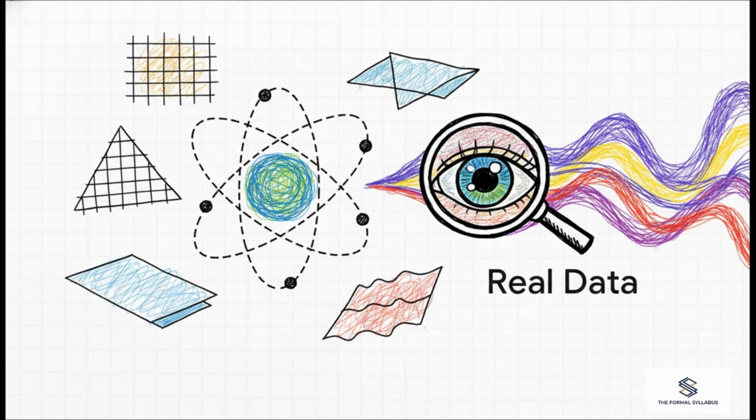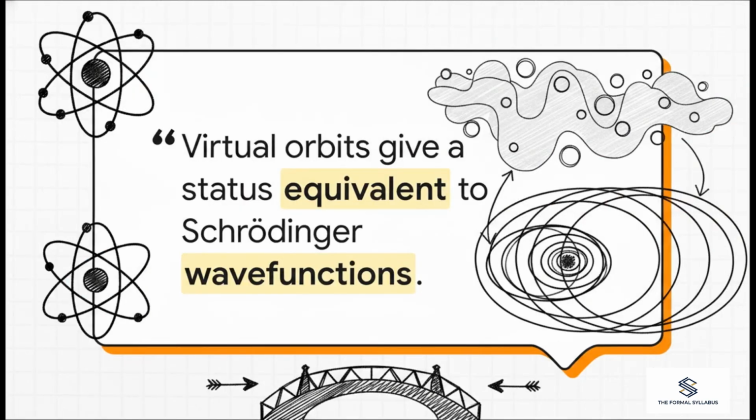So what's the secret? Well, we no longer view them as physical wire rings floating out there in space. Instead, we treat them as virtual orbits. They are purely mathematical tools that just happen to yield perfectly real, observable data. To sum it all up, virtual orbits are mathematically equivalent, unobservable entities, much like Schrödinger's wave functions, that give us intuitive power over quantum mechanics.